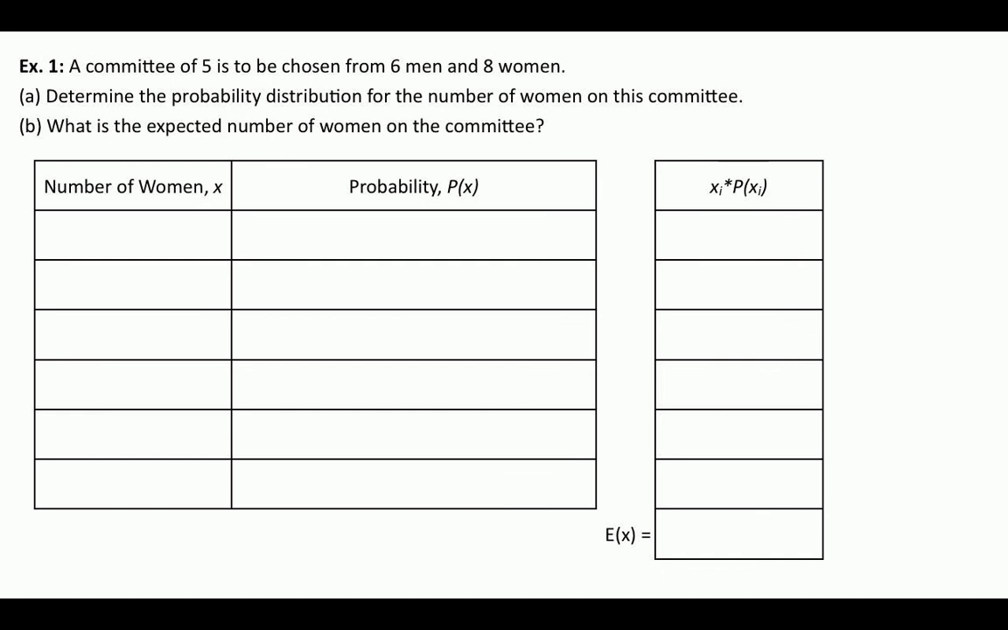It's going to help you when you see this example because this is very, very common. We've done this. A committee of 5 is to be chosen from 6 men and 8 women. You've seen this before, right? We're choosing a committee of 5.